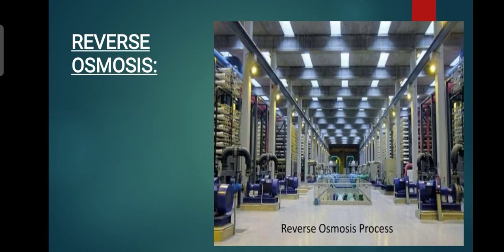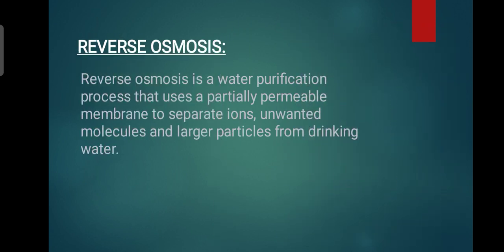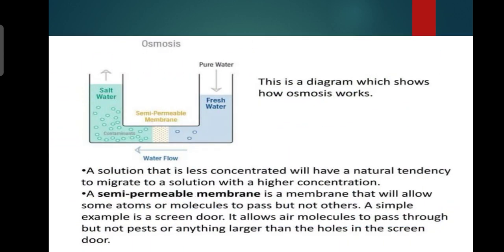Here, the process is reverse osmosis. Reverse osmosis is a water purification process that uses a partially permeable membrane to separate ions, unwanted molecules, and larger particles from drinking water. This is a diagram which shows how osmosis works.